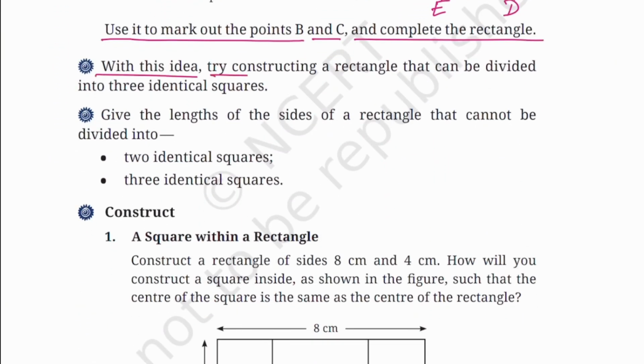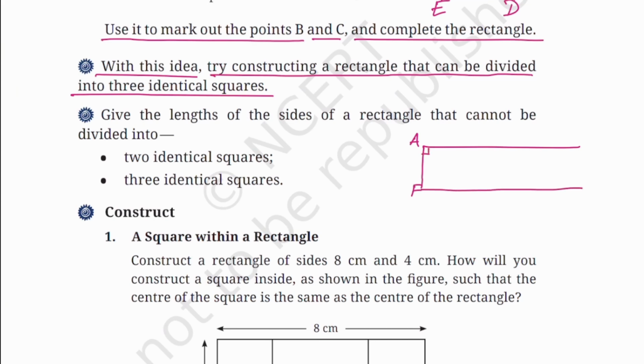With this idea, try constructing a rectangle that can be divided into three identical squares. For this, you can take any length AF, draw perpendiculars at A and F like this, taking arc length of AF and cut the perpendicular in three parts like this. Join these points. You can see a rectangle is ready which has been divided in three squares.